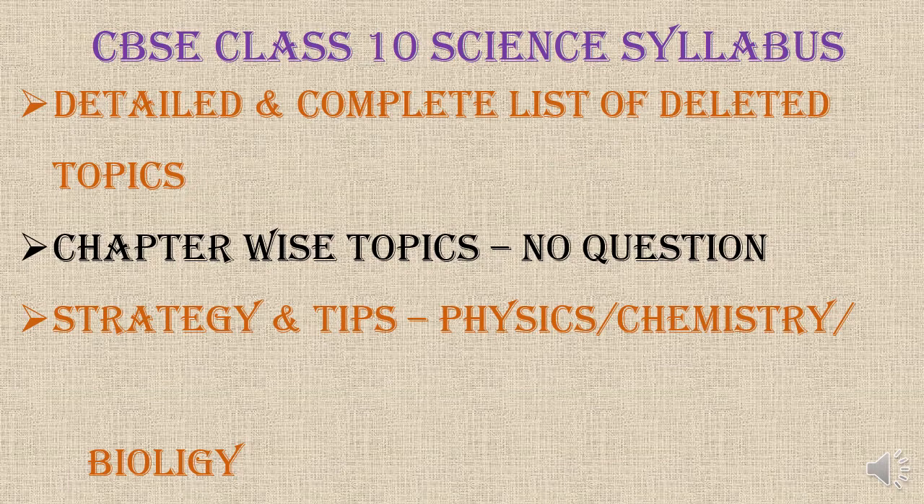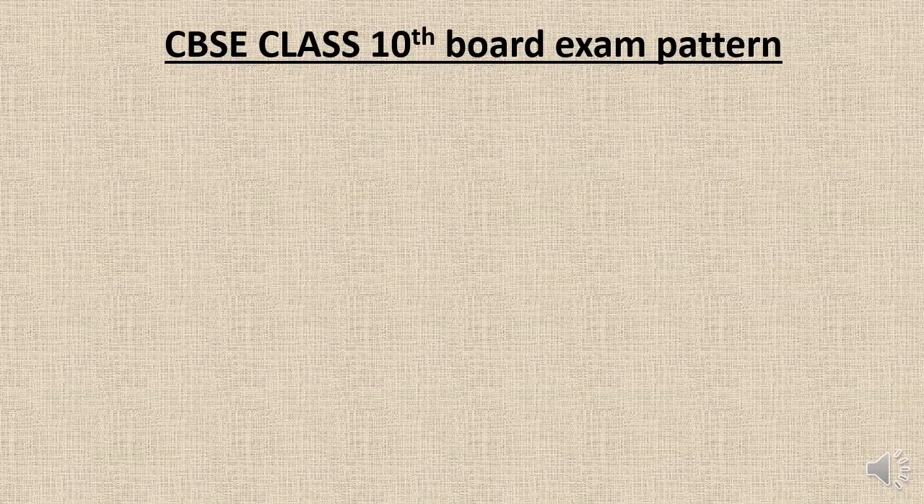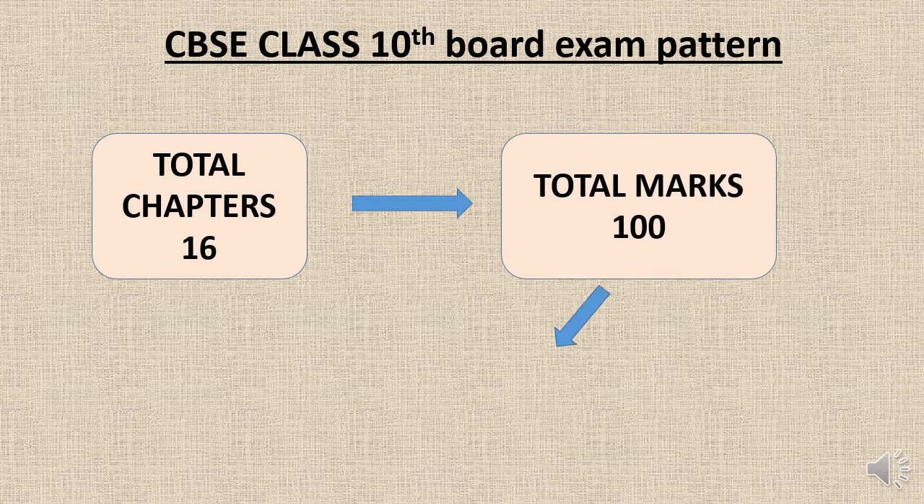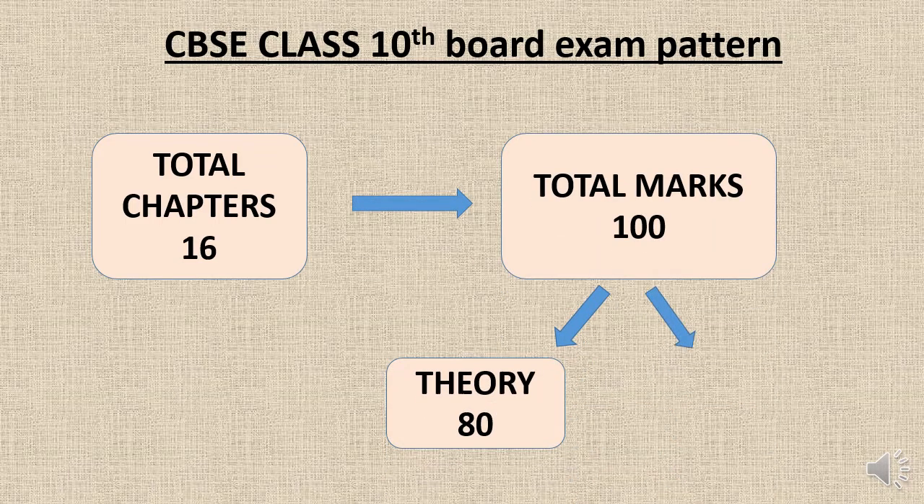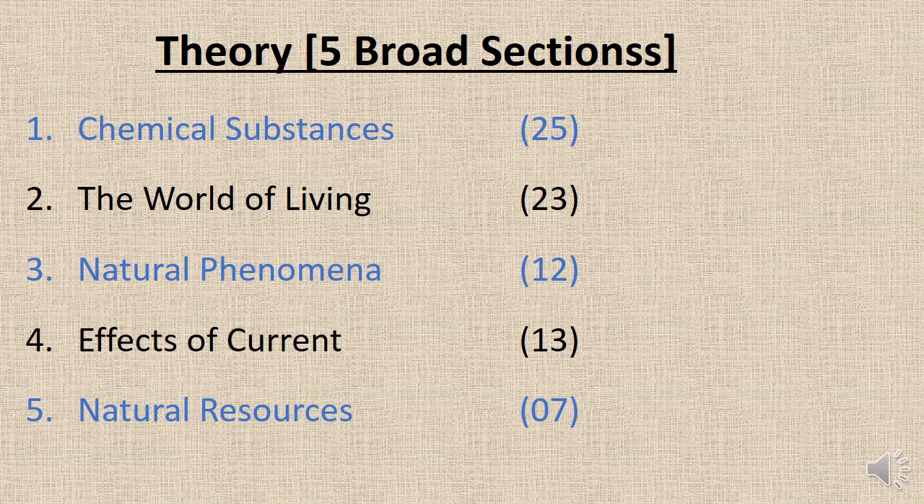So let's begin. There are total 16 chapters in your science syllabus. According to the new CBSE exam pattern, the final board exam will be conducted only for 80 marks and the rest 20 marks will come from the internal assessments at school. The theory portion of the science syllabus is divided into 5 broad sections. Here you can see the mark distribution on each section.